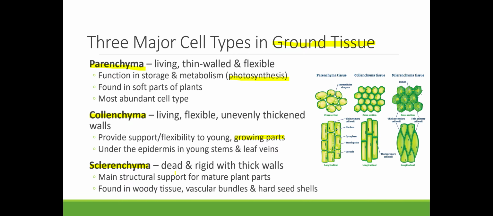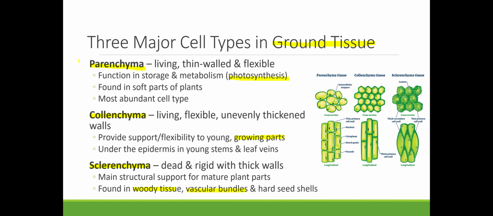And then your sclerenchyma are dead cells. As they mature, they are no longer living and they are no longer active, and they are very hard and rigid with very thick cell walls. They have this stuff in them called lignin, which makes them very, very tough. You'll find that in woody tissue. You'll find it in vascular bundles, especially around the xylem, because the xylem is what forms that woody tissue. The old xylem kind of becomes hardened. You also find it in hard parts like the seed shells or things like that.